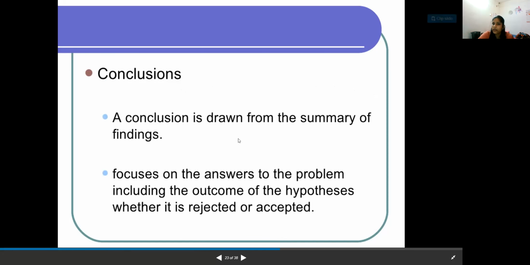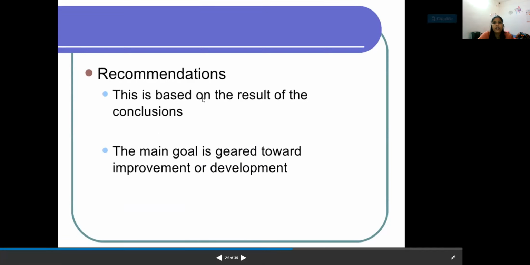Conclusion is drawn from the summary of findings. From the summary of findings you have to write the conclusion and focus on the answer to the problem, including the outcome of the hypothesis, whether it is rejected or accepted. And next is recommendation. This is based on the results of the conclusions. The main goal is geared toward improvement or development. It is useful for nursing education and nursing practice.